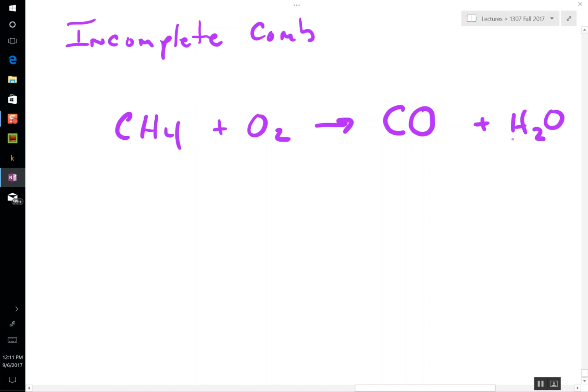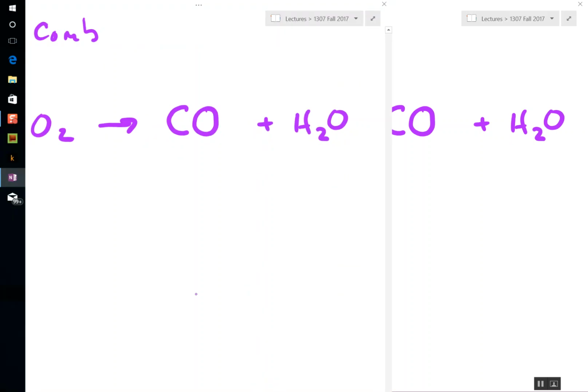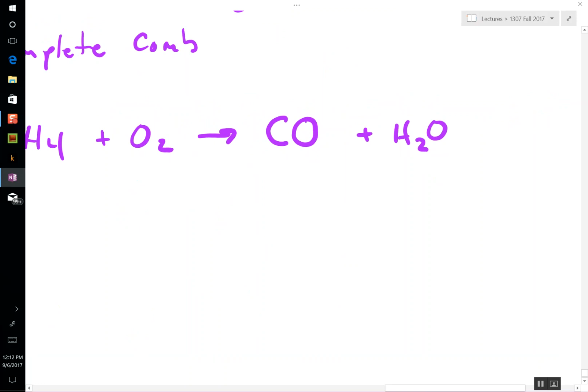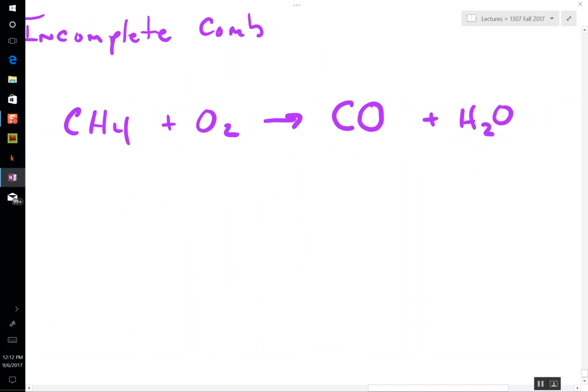So be familiar with it. Just know that you could handle this kind of equation if it came on your TEAS test. You could balance it. You just have to be aware of the fact that it's CO. It's not CO2.